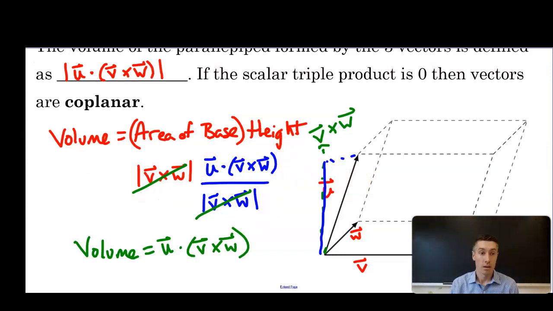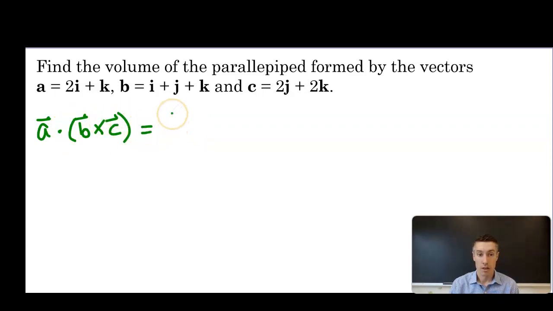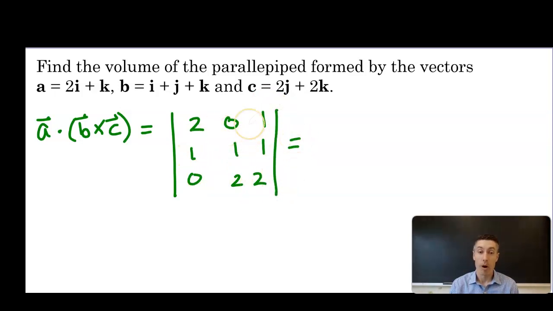So let's look at one last example to actually find the volume of a parallelepiped formed by the vectors. So we can cross two of them and then dot, or we can do it all in one piece. So we can use the scalar triple product, so A dot B cross C. So that's going to be 2, 0, 1, 1, 1, 1, 0, 2, 2. Again, pause the video to practice your cross product computation, but I'll walk through it with cofactor expansion again.